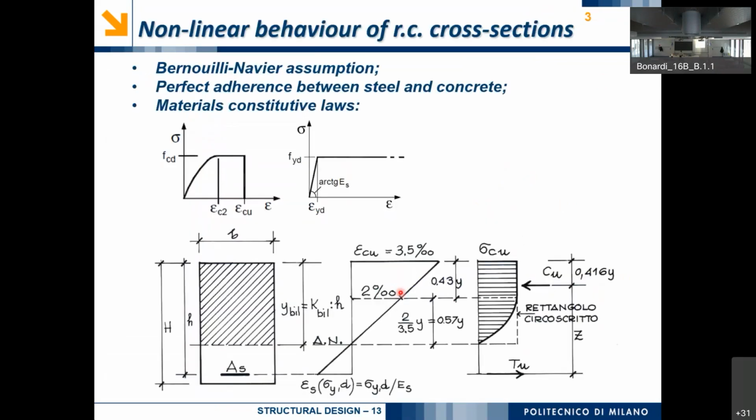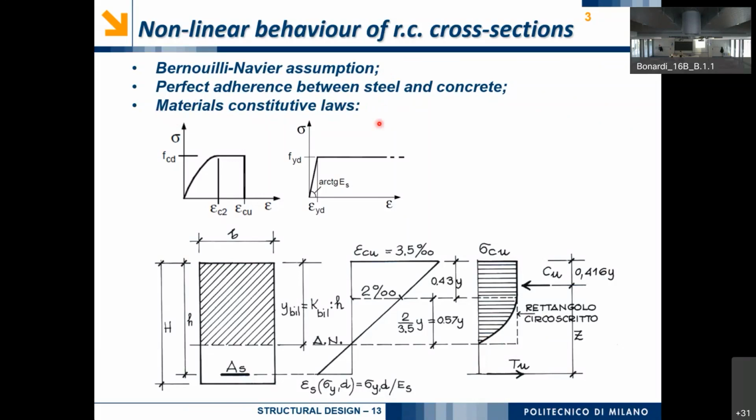Okay. Now let's see what changes now. Now we're talking about nonlinear behavior of reinforced concrete structures, but Bernoulli-Navier still holds. So we will still consider that each cross section will rotate remaining plane. There is no longitudinal deformation that is nonlinear in the concrete. There is no warping. Then there is perfect adherence between steel and concrete. This still holds, but it changes only the last hypothesis.